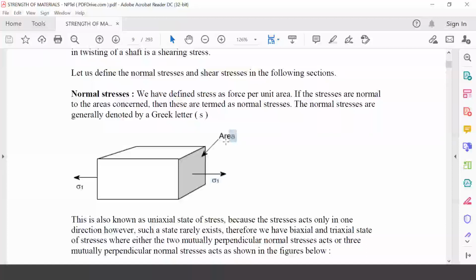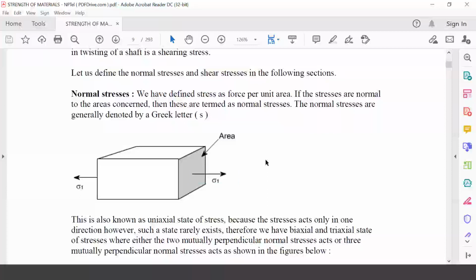Now just pay attention. Stress is force per area. If the stresses are normal to the area concerned, then these are termed normal stresses. The normal stresses are generally denoted by the Greek letter S, or you can say sigma. Fine. Now these are normal stress.